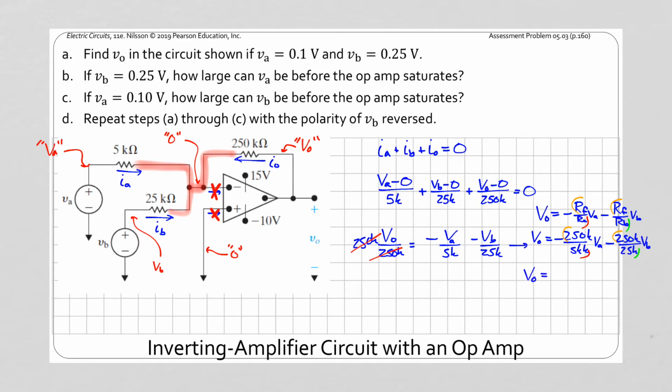V0 is equal to negative 50 VA minus 10 VB. And once we have this relationship here, this relationship is fixed. As long as we're not changing any of these resistances, we're not changing the setup of the circuit at all, this equation is going to be the same. And if we change the inputs VA and VB, then we're going to get different output voltages as a result. But we can go ahead and deal with those.